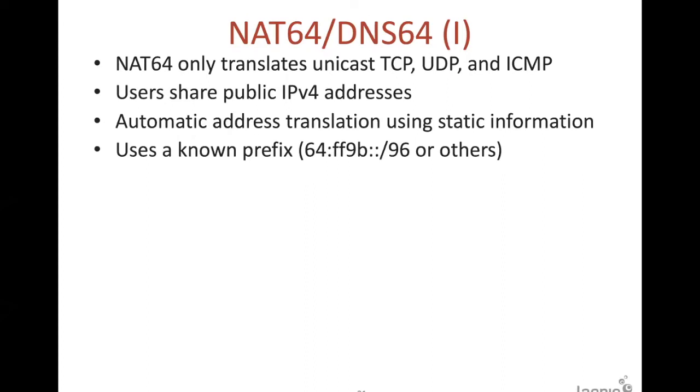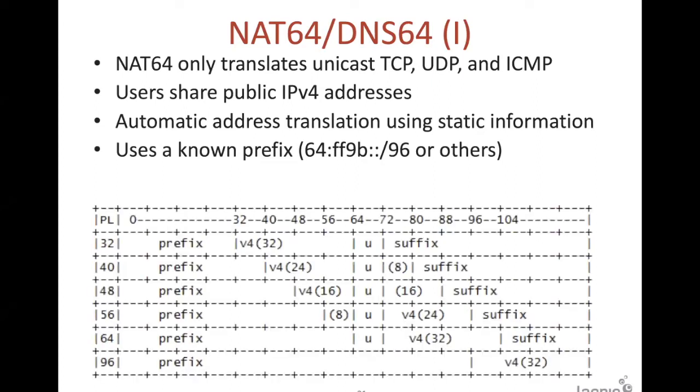Sometimes the devices will want to know if they are actually in a NAT64 or DNS64 environment. One way of doing that is trying to see if known prefixes are used. For example, this known prefix, which is 64:FF9B::/96. If you use your own prefix, the devices probably won't be able to identify that they are actually in a NAT64 and DNS64 environment. Basically, what we're trying to achieve with NAT64 and DNS64 is to create connectivity from an IPv6 only island, an IPv6 only network, to IPv4. That is the goal of NAT64.